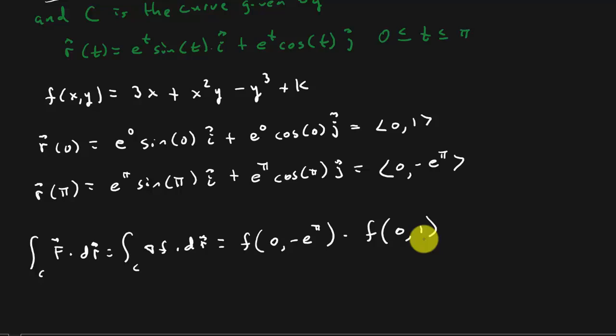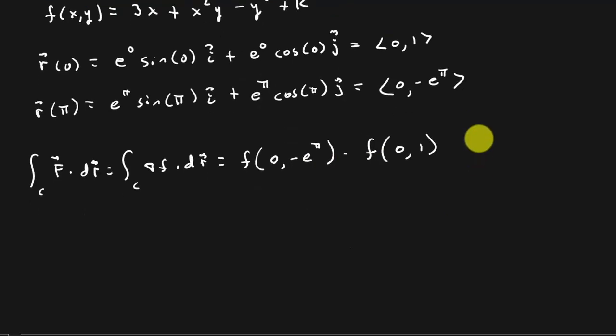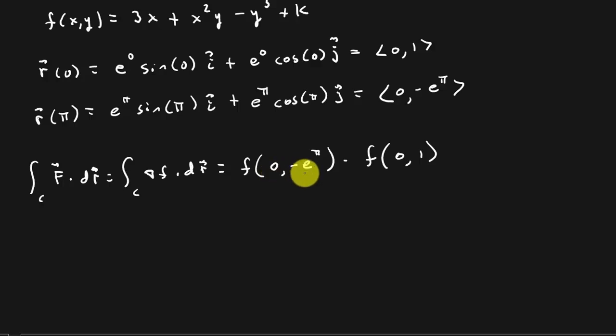That's what it is. Okay, all that we went over, all that stuff written in blue that I read through, that's basically what it's saying. You can show it's conservative, find the potential function, and then you can just evaluate the potential function and find the difference. And so you're just plugging this in for x, this in for y, into your potential function here. So that's going to be 3 times 0 plus 0 squared times, let's see, times negative e to the pi minus negative e to the pi cubed. Okay, that's taking this and plugging it in here.